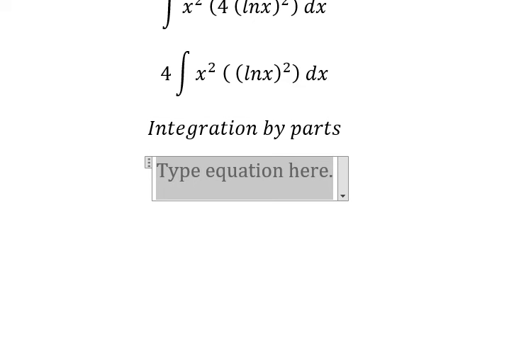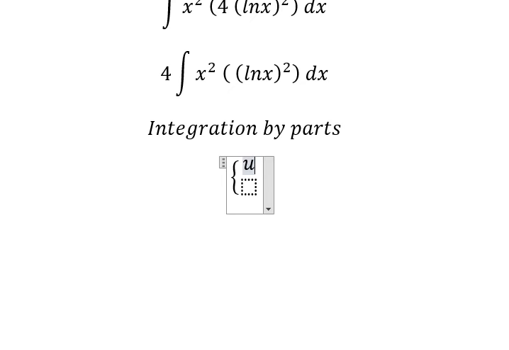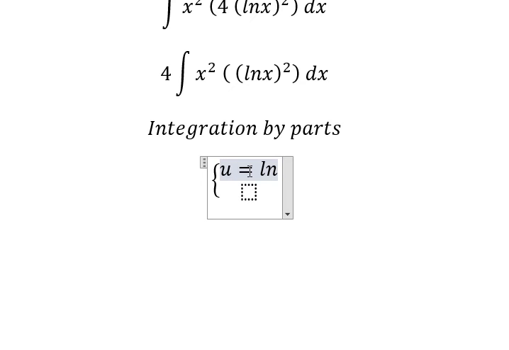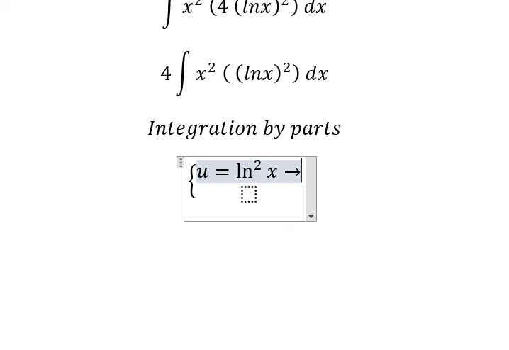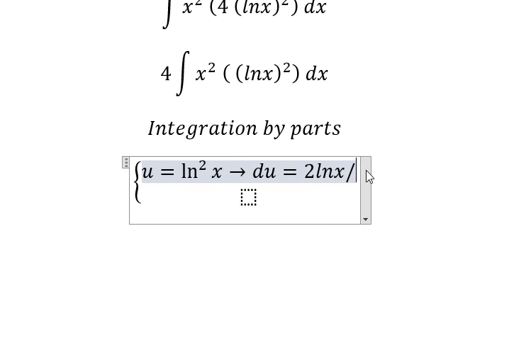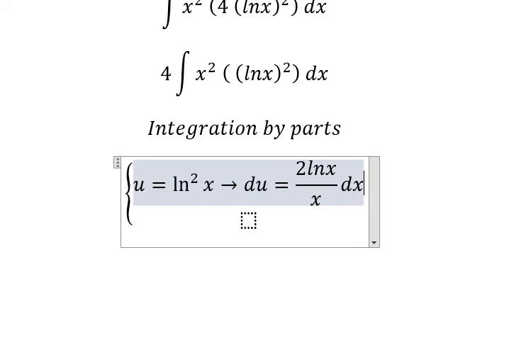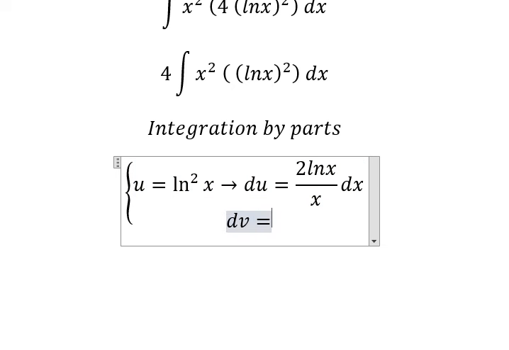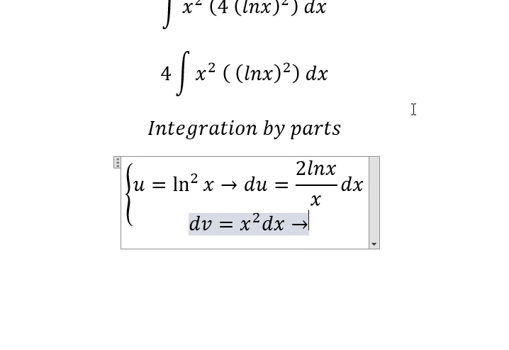So I need to put u equals ln s to the power of 2. If we take the first derivative of both sides, we have 2 ln s over s. And we have dv, which is s squared ds. The integration of this one, we have v equals s to the power of 3 over 3.